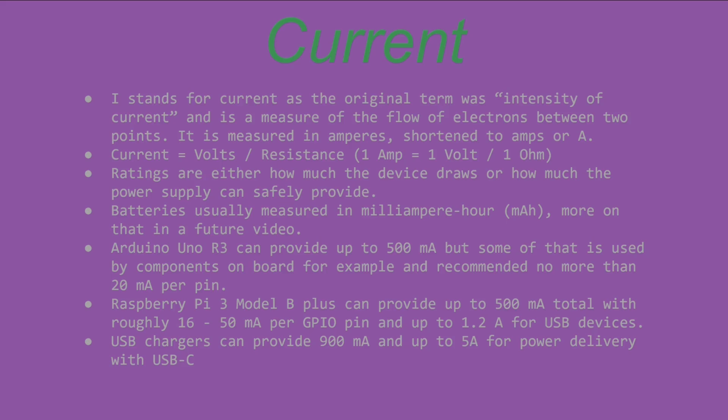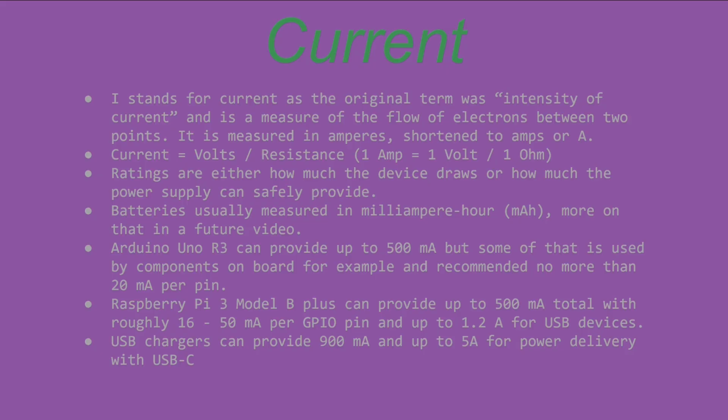The Arduino Uno Rev 3 technically can provide up to 500 milliamps, but keep in mind a lot of the power is used by the device itself, so it's more like 200 to 300 that it can provide to connected components, and there are even further limitations and recommendations.